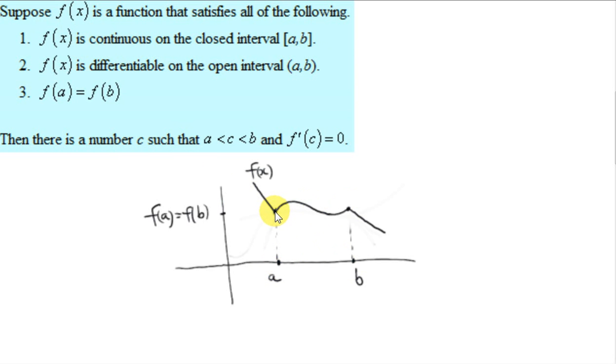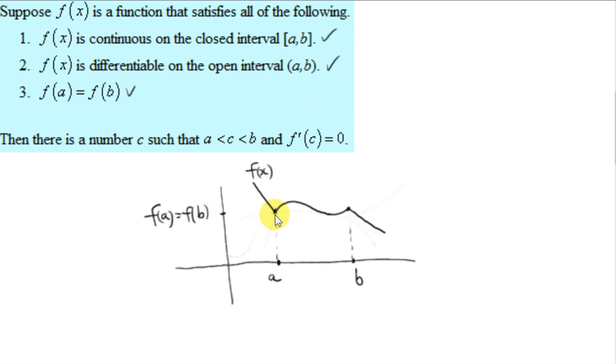Actually, the function is not differentiable at a and it's not differentiable at b because we have sharp corners at a and b. We can't imagine constructing tangents there. The curve is not smooth at points a and b. But that's okay. Both those conditions are satisfied, and you can see f of a equals f of b.